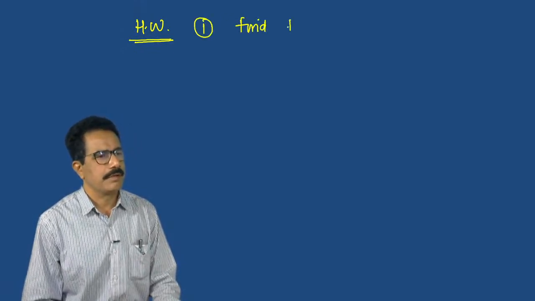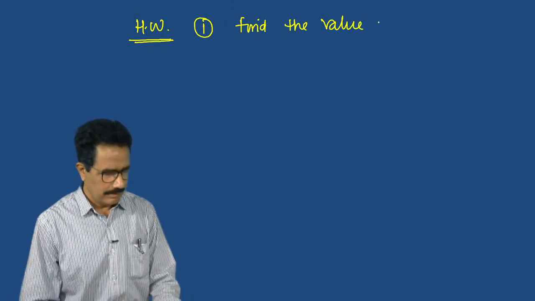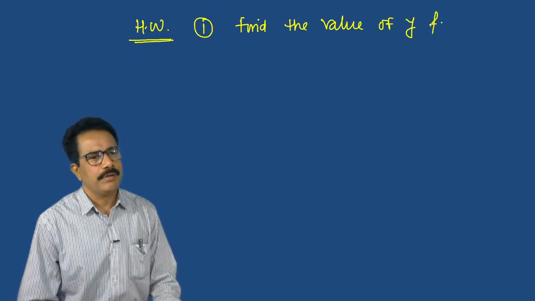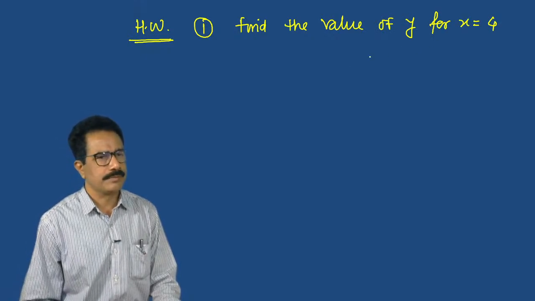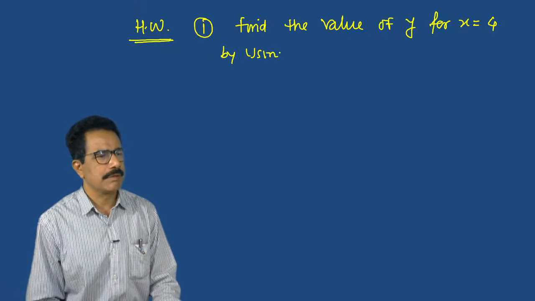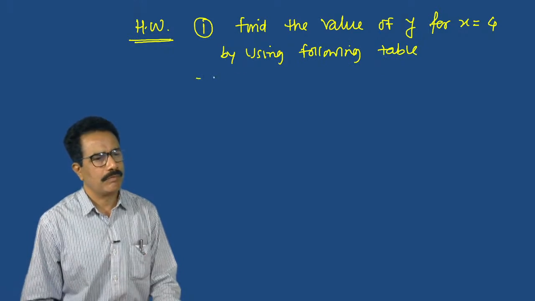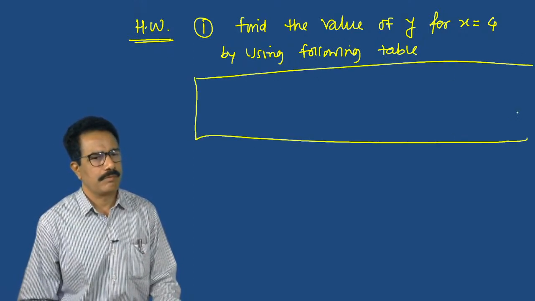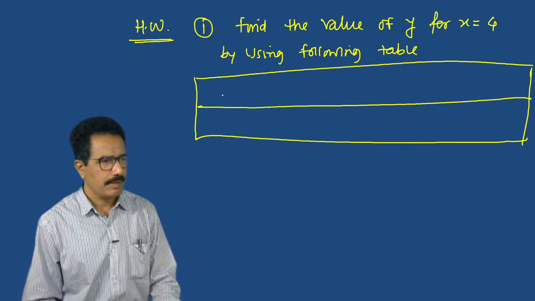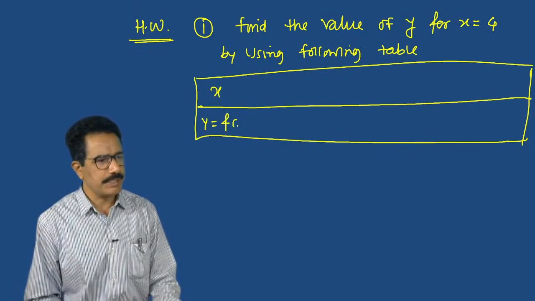Now next, take homework. Find the value of y for x is equal to 4 by using the following table. x, y is equal to f of x.